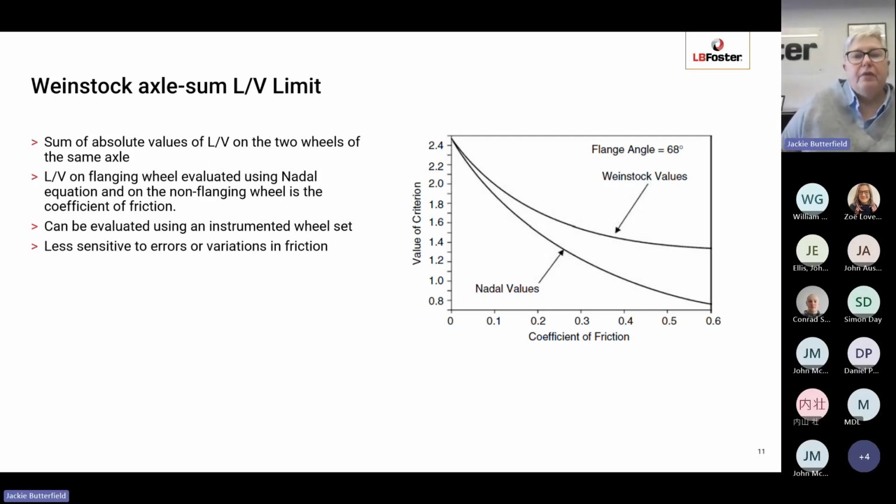So the graph on the right shows a comparison between the Nadal values and the Weinstock values for a constant flange angle of 68 degrees. So you can see the Weinstock is much less conservative, and so you can get away with a much higher L/V ratio with Weinstock than you can with Nadal.